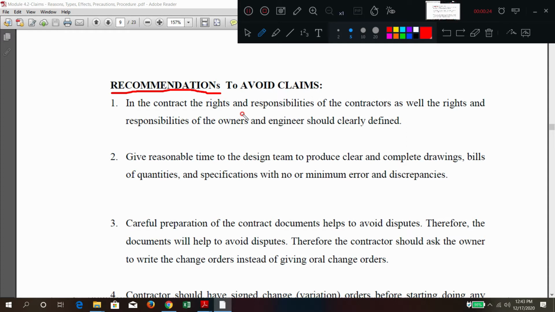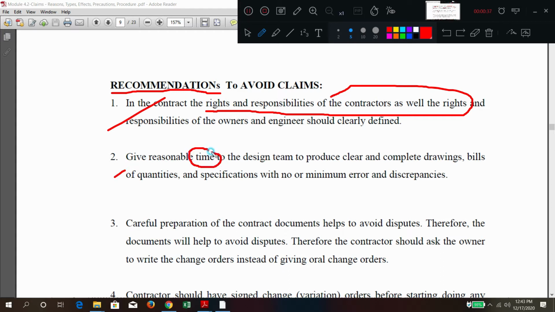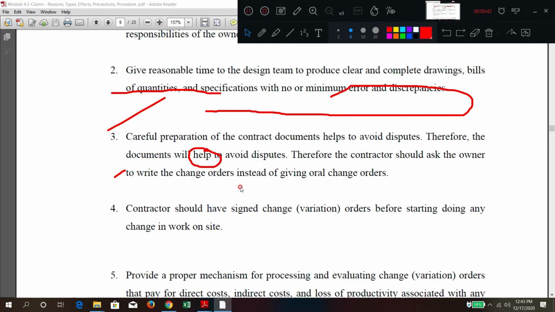In the signing of the contract, clear-cut rights and responsibilities of all the parties have to be listed very carefully. That is the first recommendation. Second is, for making the design, give sufficient time. The designer should be given sufficient time to make the proper drawings and designs.